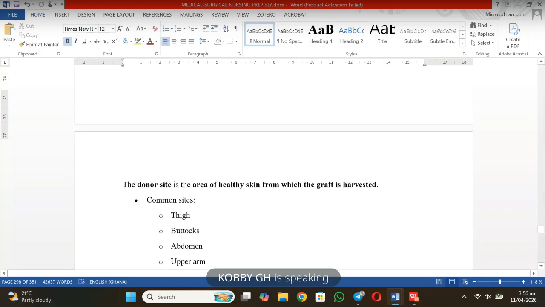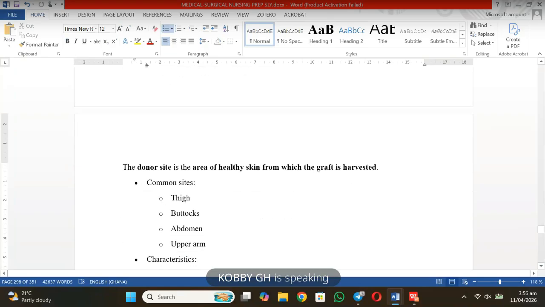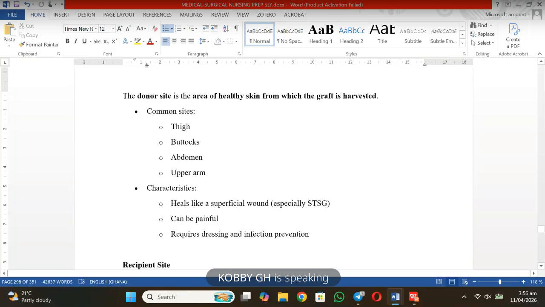Okay, so now if you are going to do a graft, the donor site is the area where you are taking the healthy skin. The common areas where doctors usually pick the healthy skin, the donor site, are the thigh, the buttocks, the abdomen, and the upper arm.